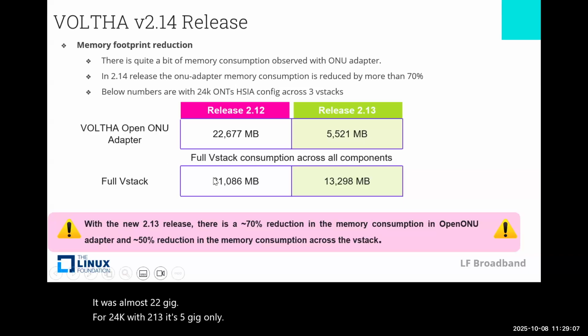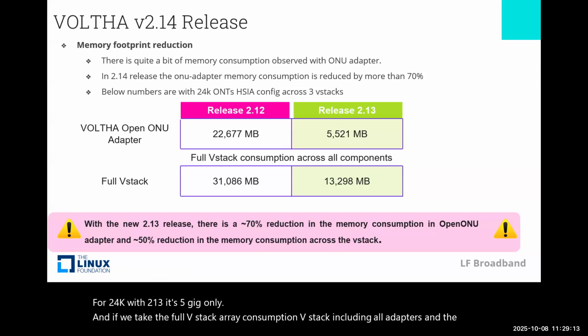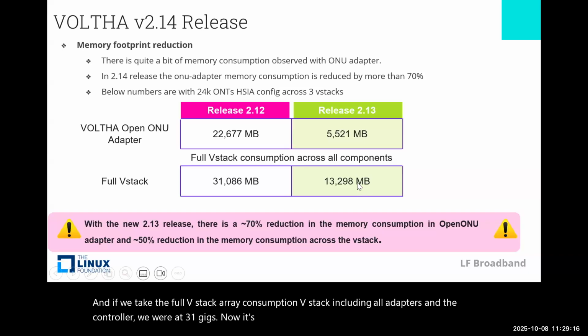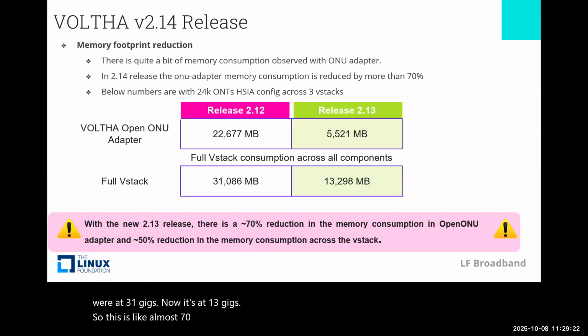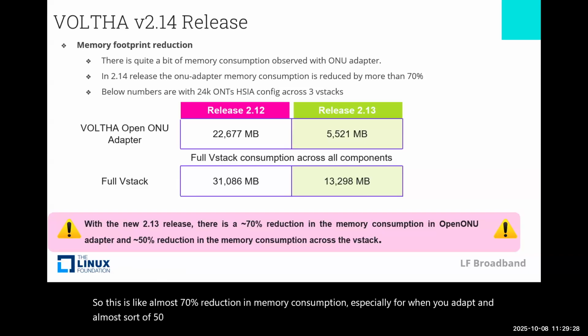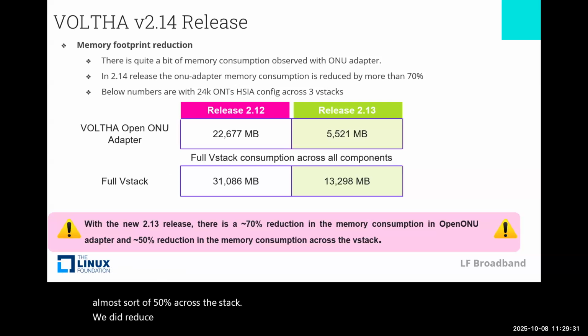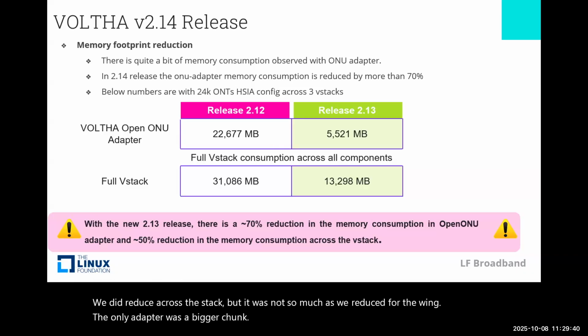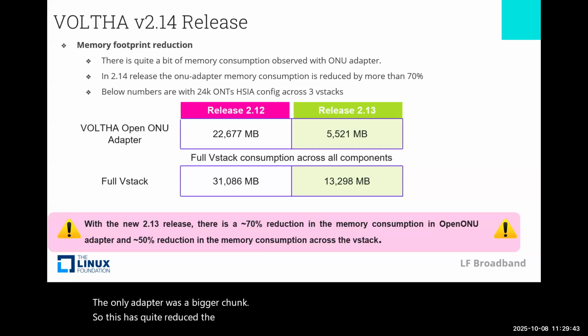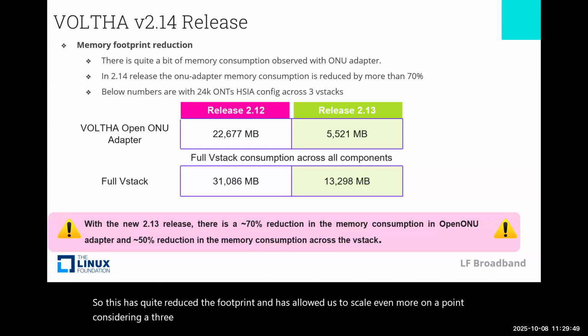And if we take the full VStack consumption, including all adapters and the controller, we were at 31 gigs. Now it's at 13 gigs. So this is almost a 70% reduction in memory consumption for the ONU adapter, and almost 50% across the stack. We did reduce across the stack, but not as much as we reduced for the ONU. The ONU adapter was a bigger chunk. So this has reduced the footprint quite a lot and has allowed us to scale even more on a pod, if we consider a 3-node cluster.